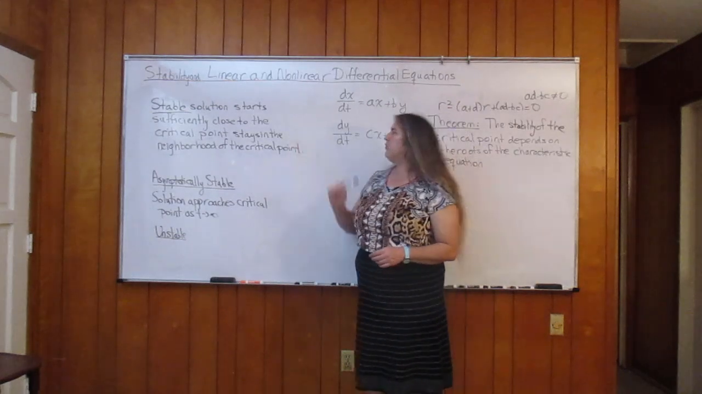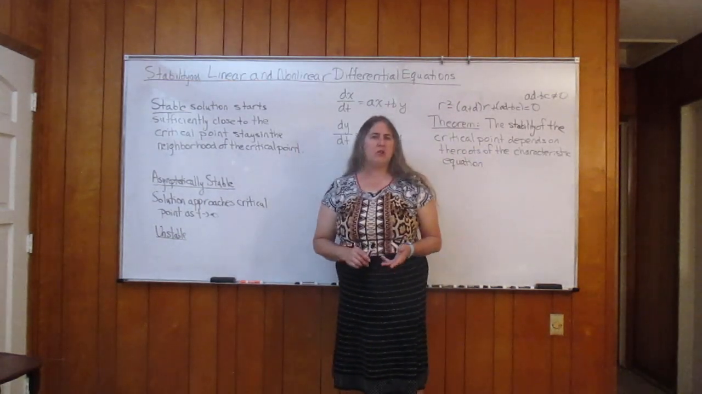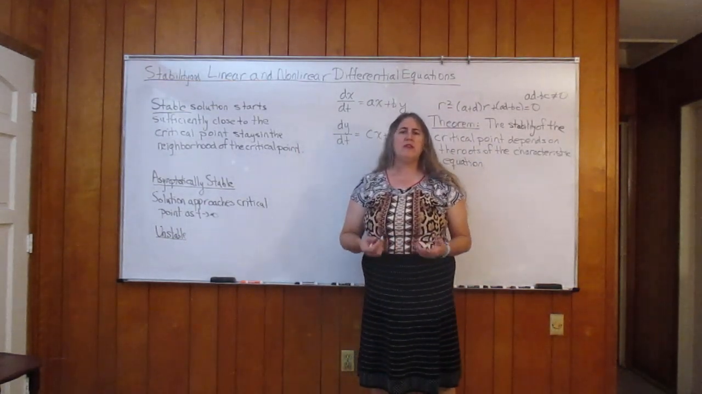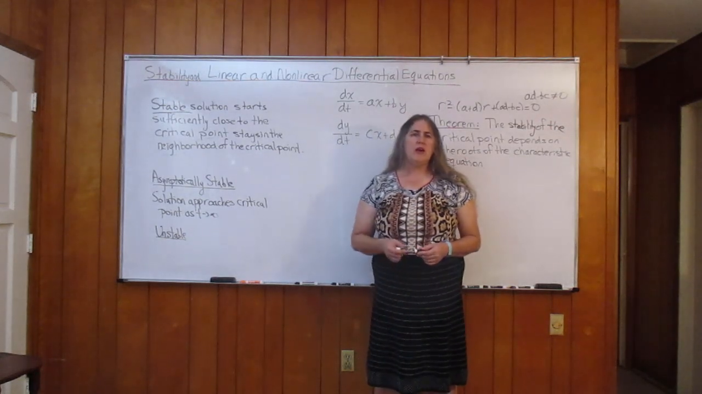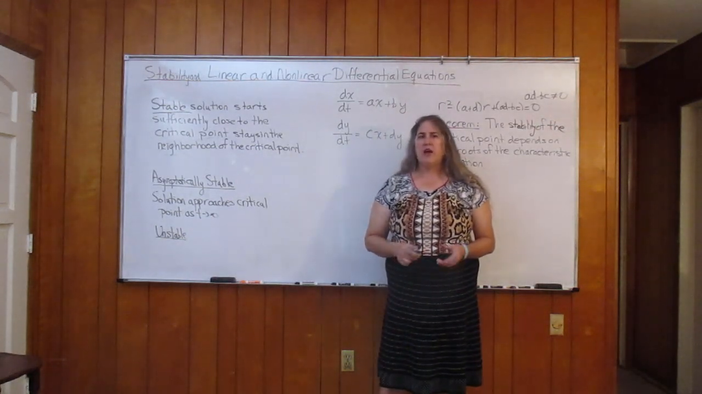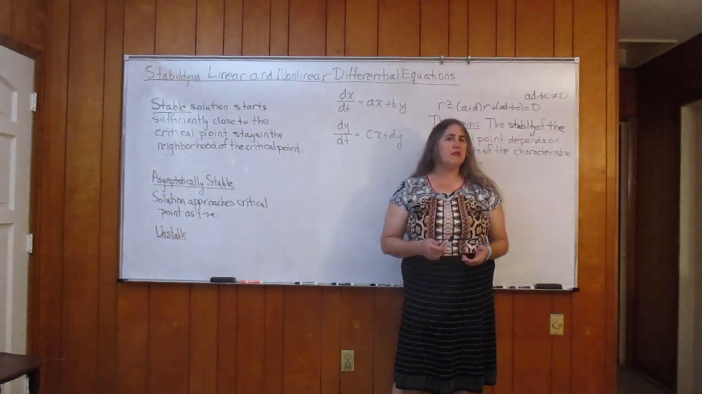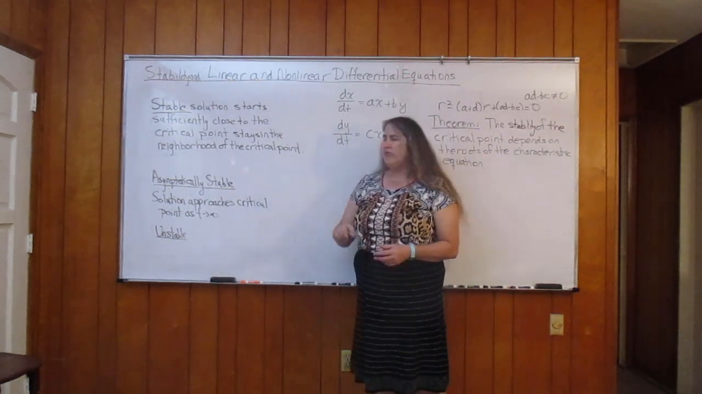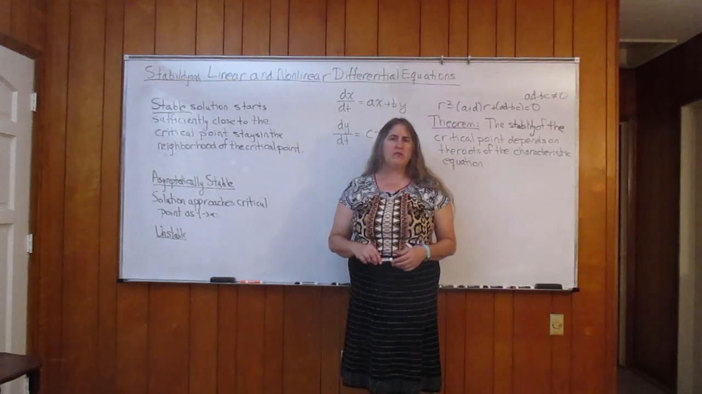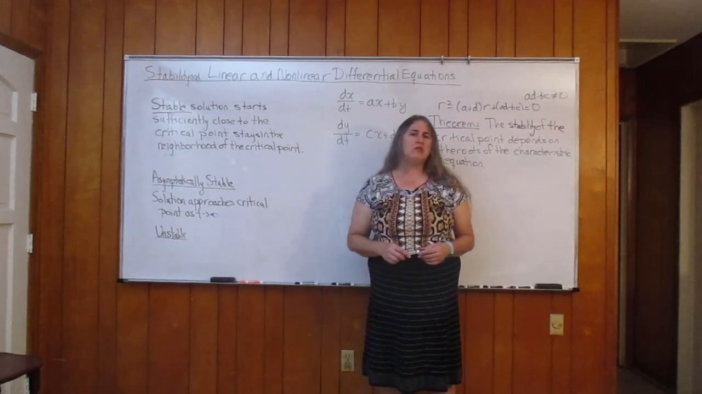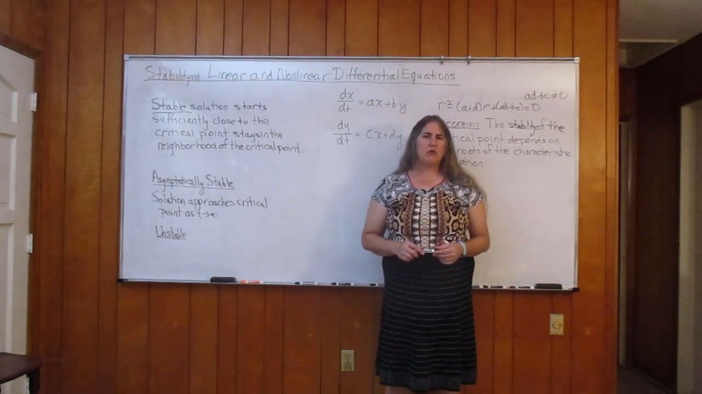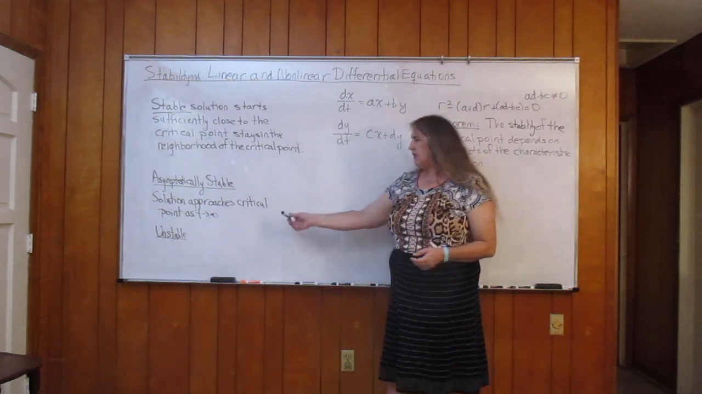Now, a stable solution is a solution that starts sufficiently close to the critical point and stays in the neighborhood of the critical point as t goes to infinity. An example of that was the linearized simple pendulum problem, in which case the trajectory was an ellipse. There are also asymptotically stable solutions. In that case, the solution not only stays in the neighborhood of the critical point, but it approaches it as t goes to infinity.